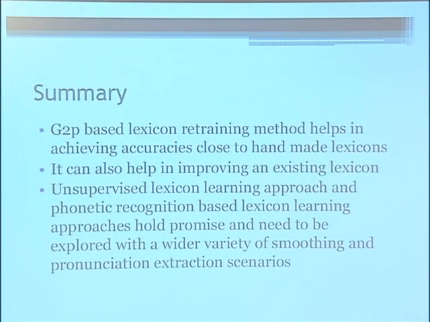So in summary, G2P based iterative training method helped us achieve accuracies which are very close to the baseline system, starting with a very small lexicon. And we need to study the pruning and the adaptation schemes of unsupervised lexicon learning and phonetic recognition based learning a little bit more in detail so that we can merge those into our baseline system.